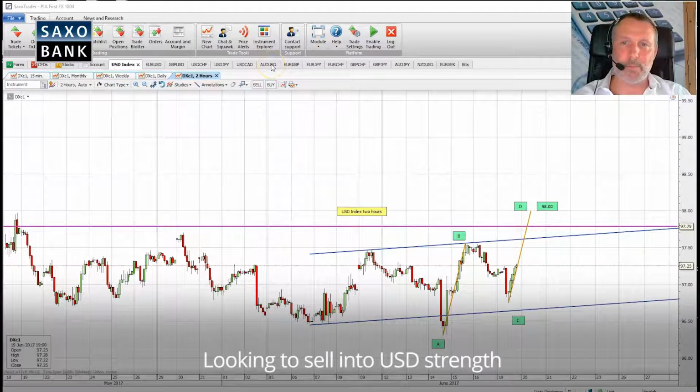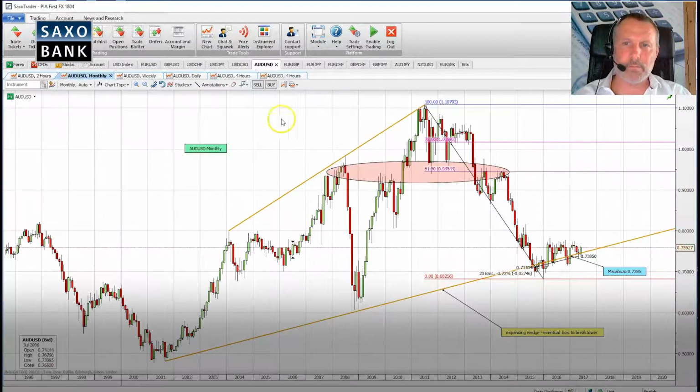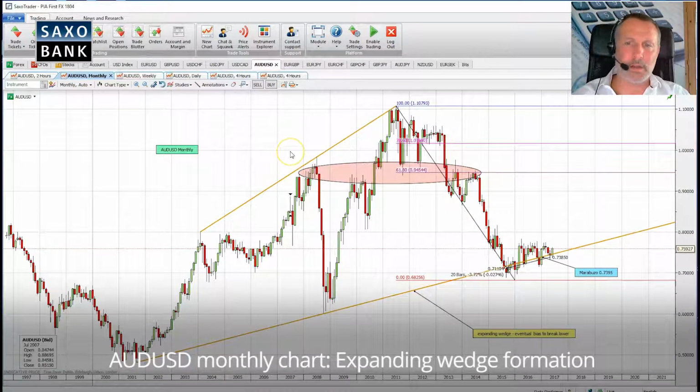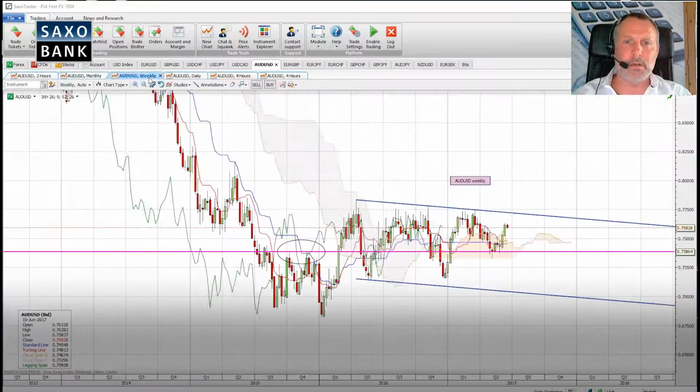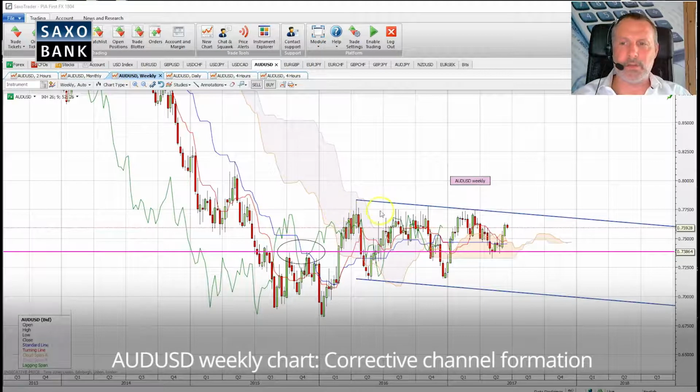So if we reflect that back onto Aussie dollar, here's the monthly chart. We're in an expanding wedge formation. This has an eventual bias to break to the downside. However, the Marubozu level from January is located at 73.95, and that's held, and we've seen some upward pressure in this commodity currency.